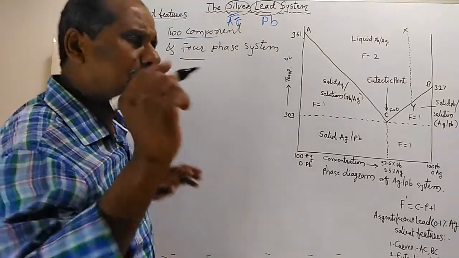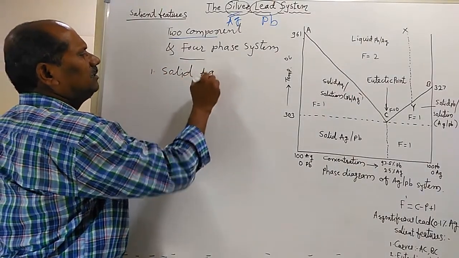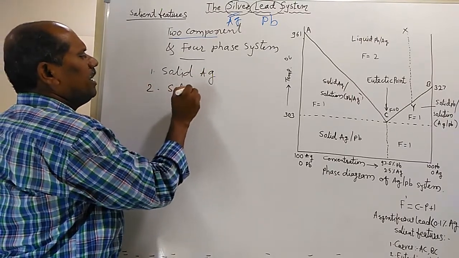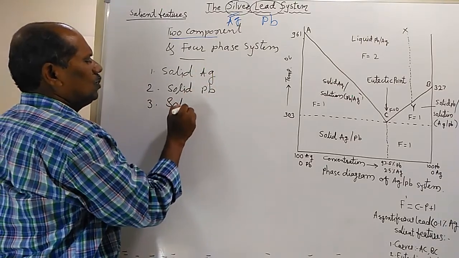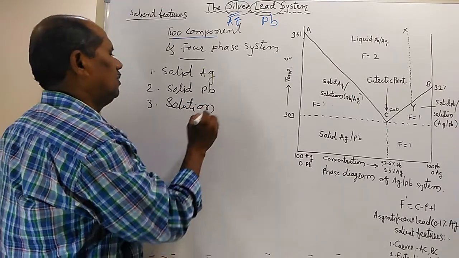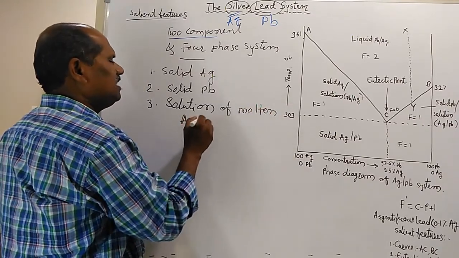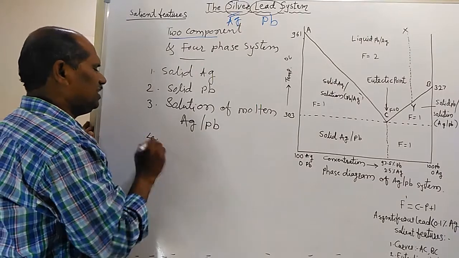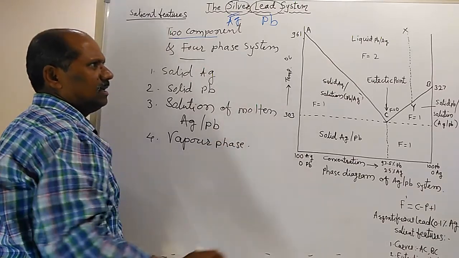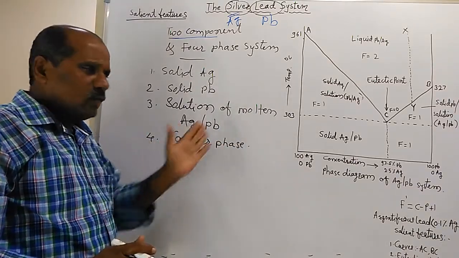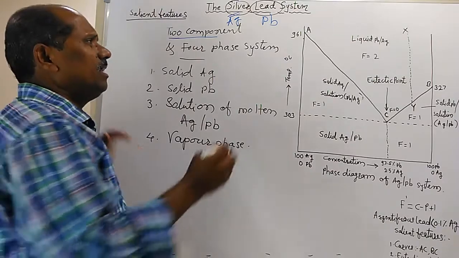Why is it so? Because there are four phases: solid silver, solid lead, solution of molten AgPb, and the fourth phase is the vapor phase. There are four phases present in the silver lead system, hence it is called a four phase system.